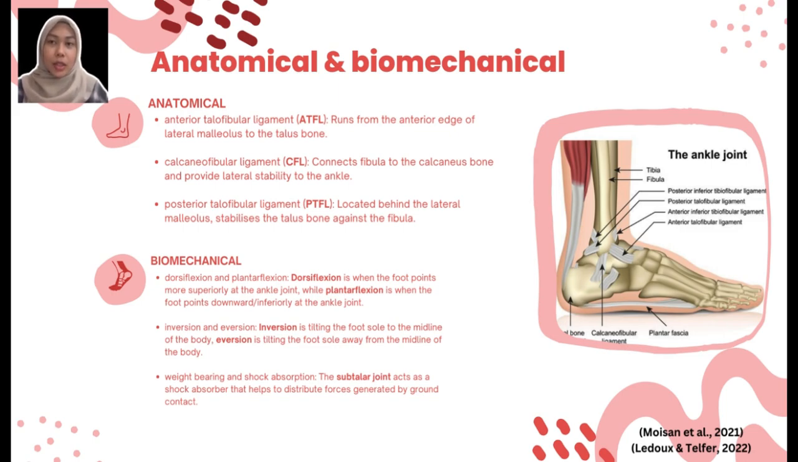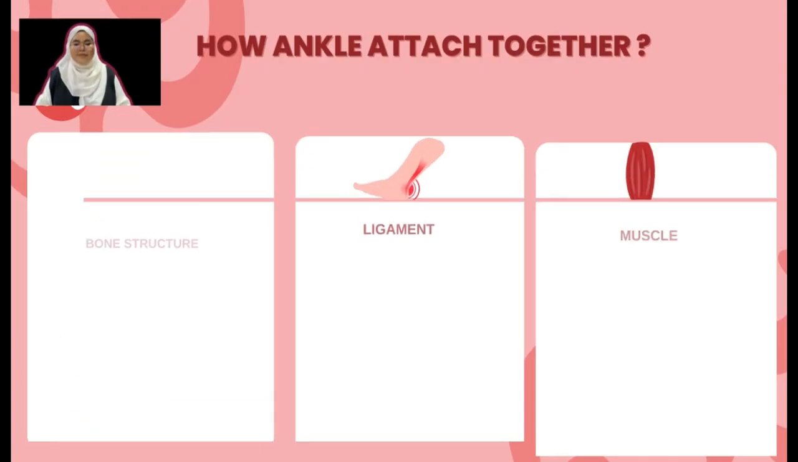The inversion is tilting the foot sole to the midline of the body, and eversion is tilting the foot sole away from the midline of the body. And then the weight bearing and shock absorption. So the subtalar joint acts as a shock absorber that helps to distribute forces generated by ground contact. And this function efficiently supports the body weight and provides for locomotion.